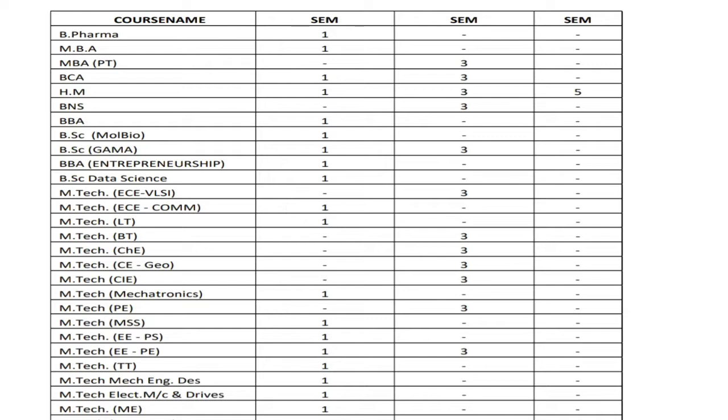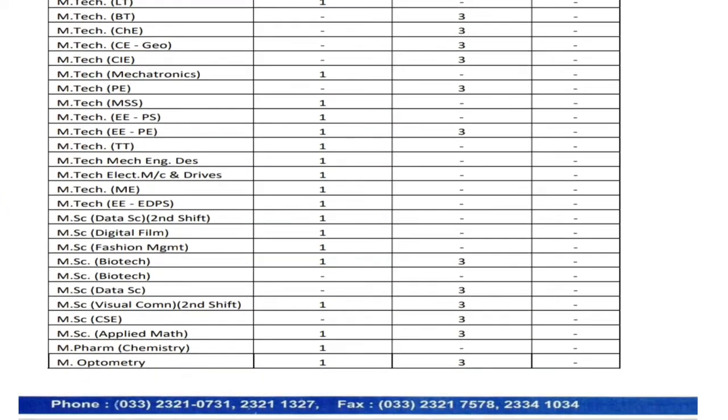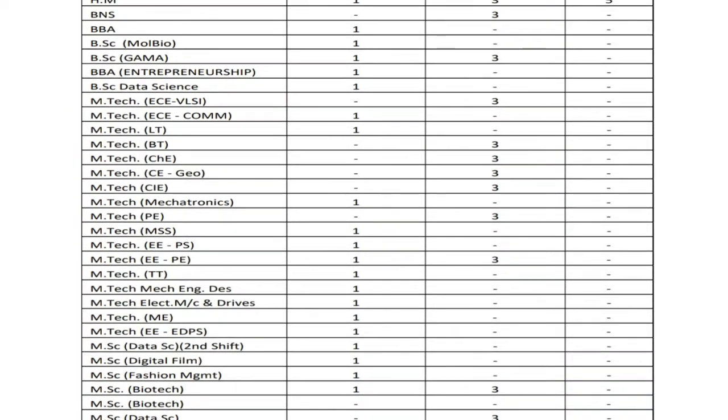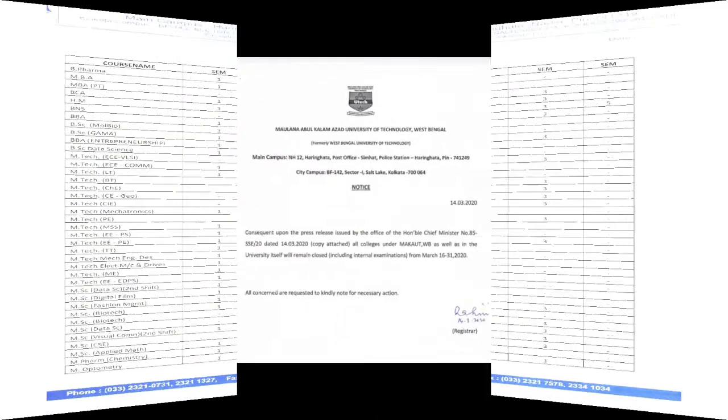Now we can see that in the case of BSc molecular biology, as well as BBA entrepreneurship, and you can take lots of MTech courses as well as ME courses, MSc courses, MCA courses, their results were not there. Even this is happening: first semester result was out, third semester result missing, fifth semester result is missing, or maybe fifth semester result is there, and first semester as well as third semester result is missing. So what we are trying to find out today is, what are the reasons? So let's move towards the next slide.